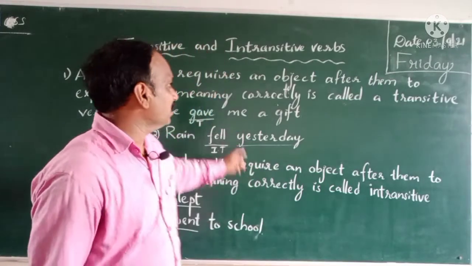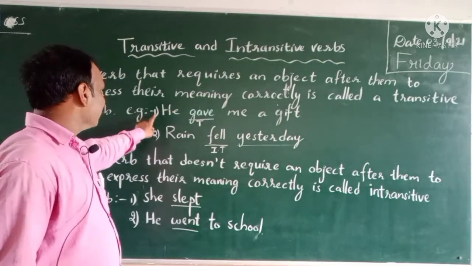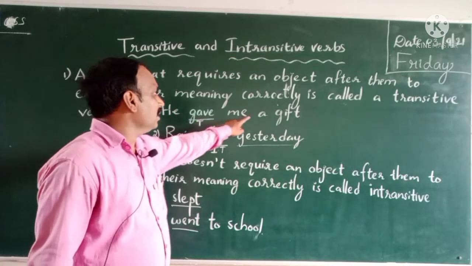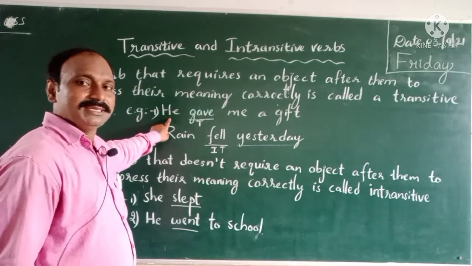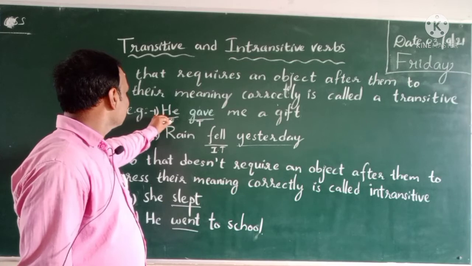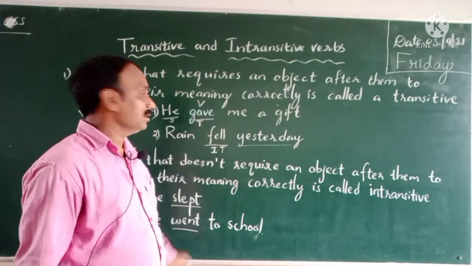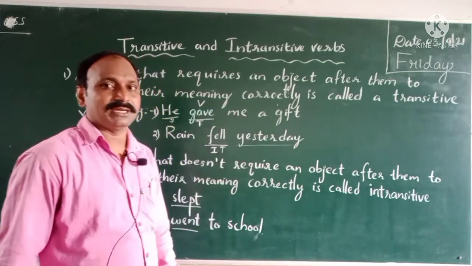So now we will see one example and we will be able to understand more clearly. Now here see example 1. He gave me a gift. In this example, he is the subject. The word he is the subject. Gave is the verb. I am writing here. Me a gift is the object, I say.